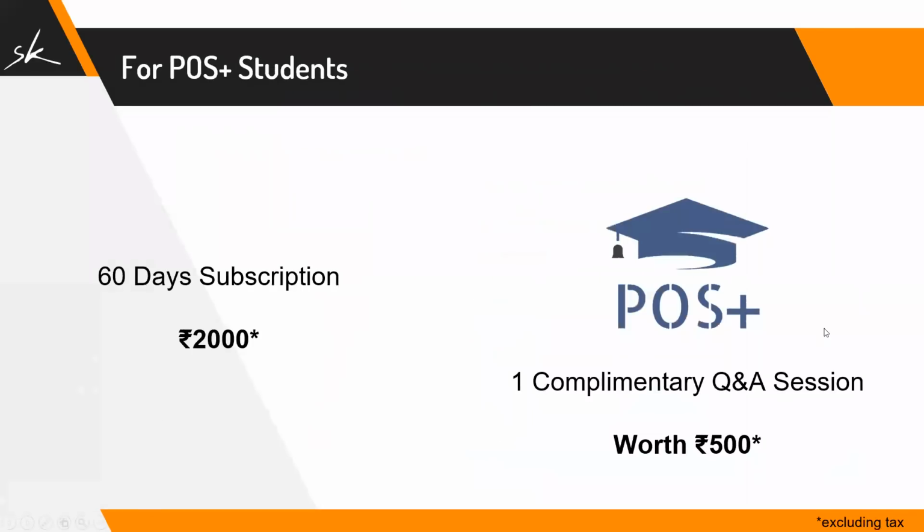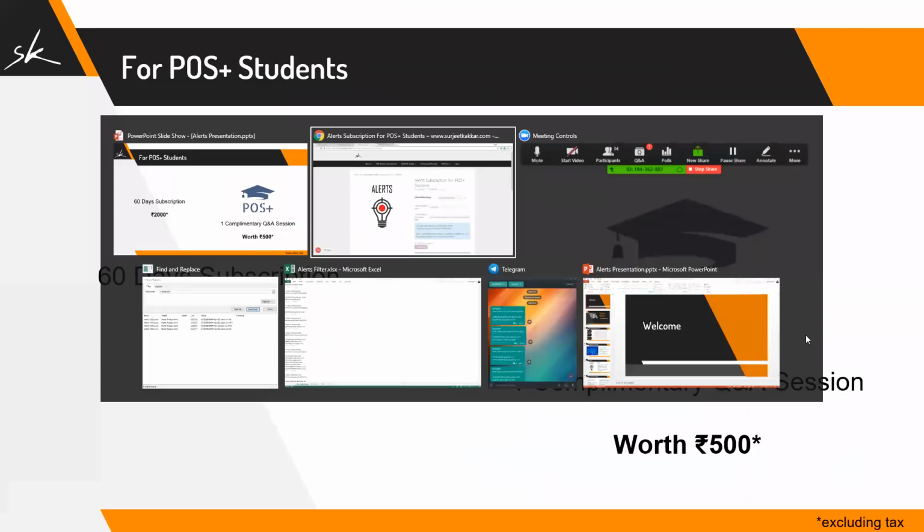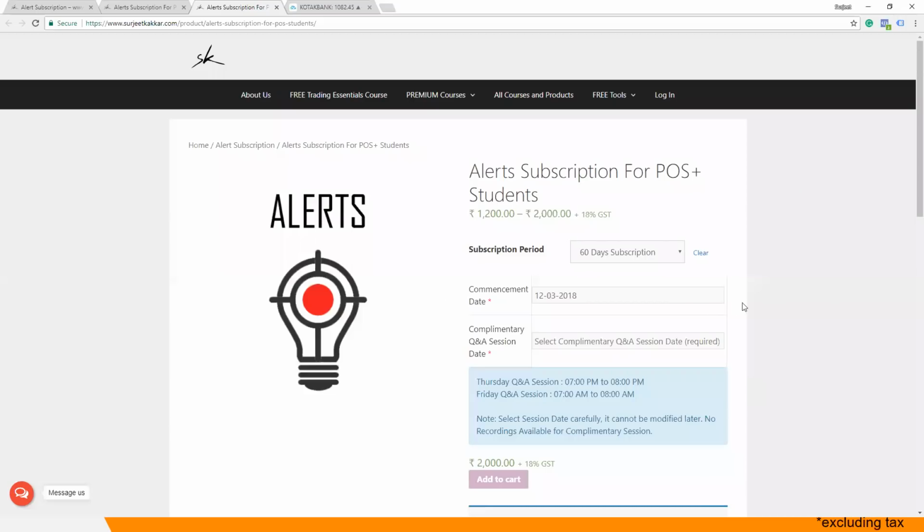So with every renewal, you get one complimentary session, right? So let's say you go for a 60 days subscription, you get one session. Again, when you renew it, you get another session. So every time you renew, you get one complimentary session. All right, so that is how you can access and you can subscribe.